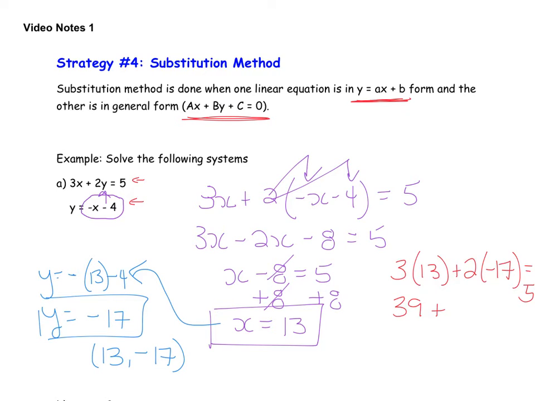Negative 17 gives me negative 34, and it should give me 5, and that's the right answer. 39 minus 34 gives me 5, so this works. So you know that that is the right solution.